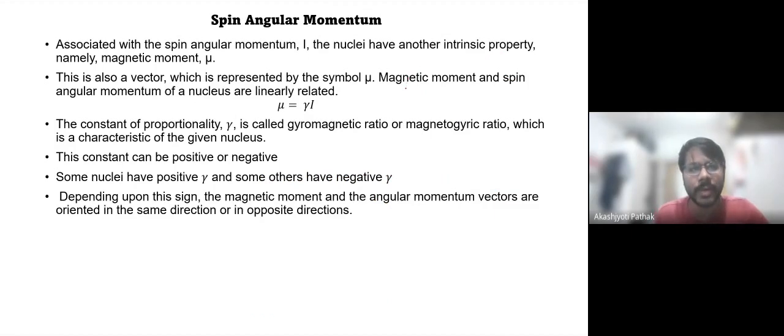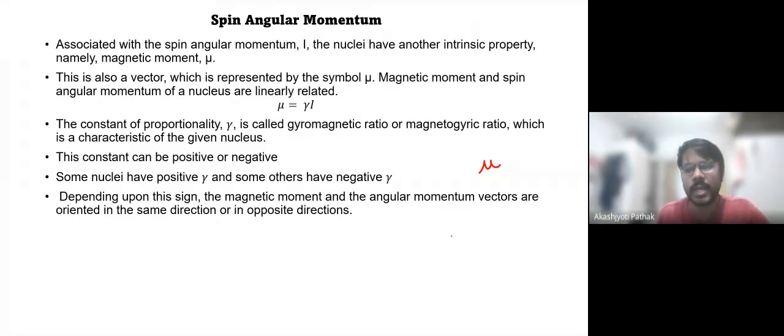Now coming to spin angular momentum. The nucleus, because it has a spin, is associated with the spin angular momentum I. This is an intrinsic property. Because of the spin angular momentum, it gives another intrinsic property to the nucleus, called the magnetic moment. The magnetic moment is a vector quantity, represented by the symbol mu, and the magnetic moment and spin angular momentum of a nucleus are linearly related.